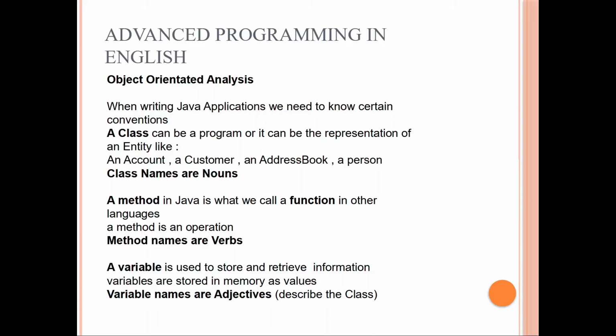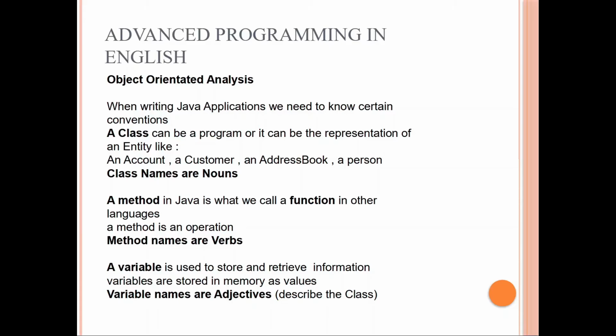A class can be a program or it can be a representation of an entity, like an account, a customer, an address book, a person, a transaction. Class names are nouns, so that's how we identify what is a class. A method in Java is what we call a function in other languages. A method is an operation. So method names have verbs: deposit cash, transferred from autoteller, transferred from internet banking system.